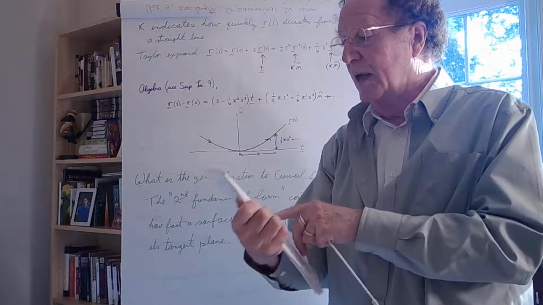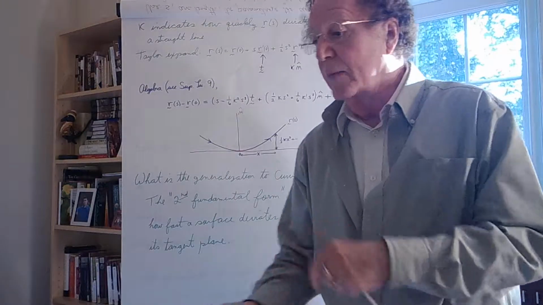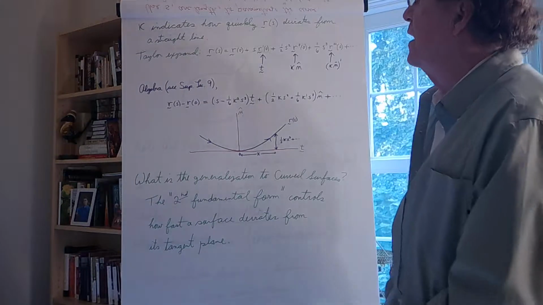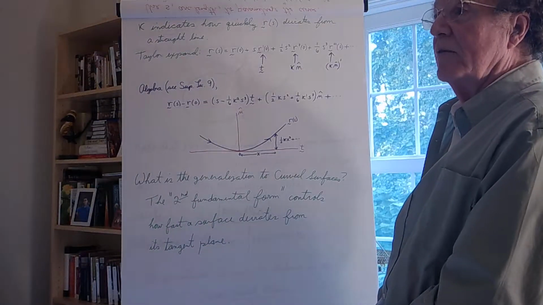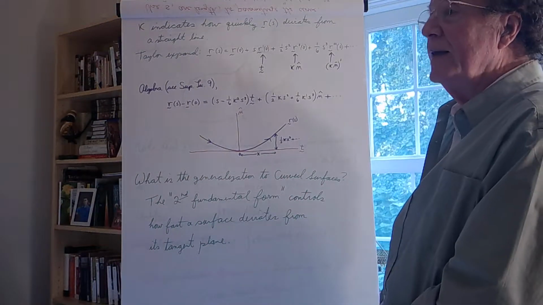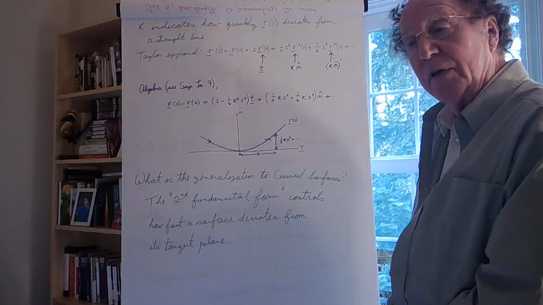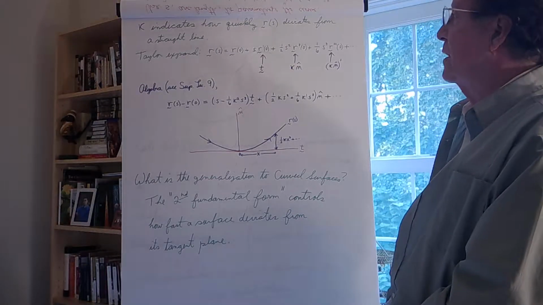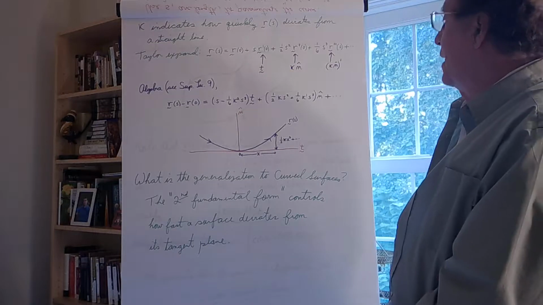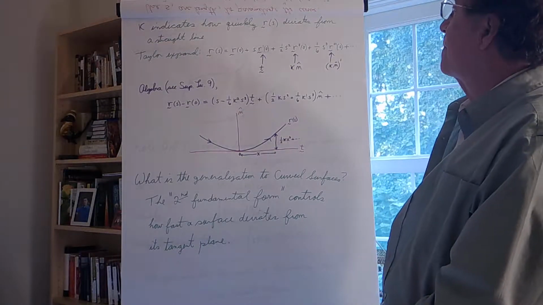Okay, supplementary lecture 9. We take a moment and prove that if kappa is equal to 0, then r is a straight line, and also the converse. If r is a straight line, then kappa is equal to 0. Elementary stuff, but worth pointing out at this point.